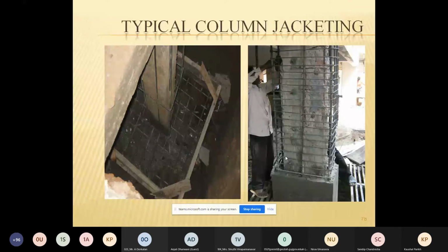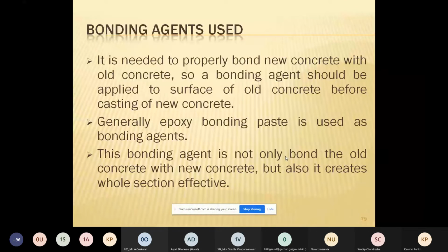Now, the bonding agent used. It is needed to properly bond the new concrete with the old concrete, so the bonding agent should be applied to the surface of the old concrete before casting the new concrete. Generally, epoxy bonding paste is used as a bonding agent. This bonding agent not only bonds the old concrete with the new, but also makes the whole section effective.